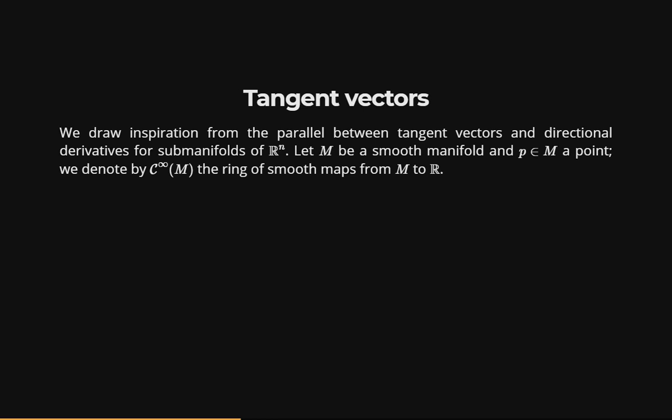Now, we have a smooth manifold, we have a point. C infinity of M is the ring of smooth maps, the smooth functions from M to R. We defined what smooth maps between two manifolds are. If the target manifold is the real line with the usual smooth structure, then a smooth map is just a C infinity function from your manifold to R. It's a ring because you have sum and product, but who cares?